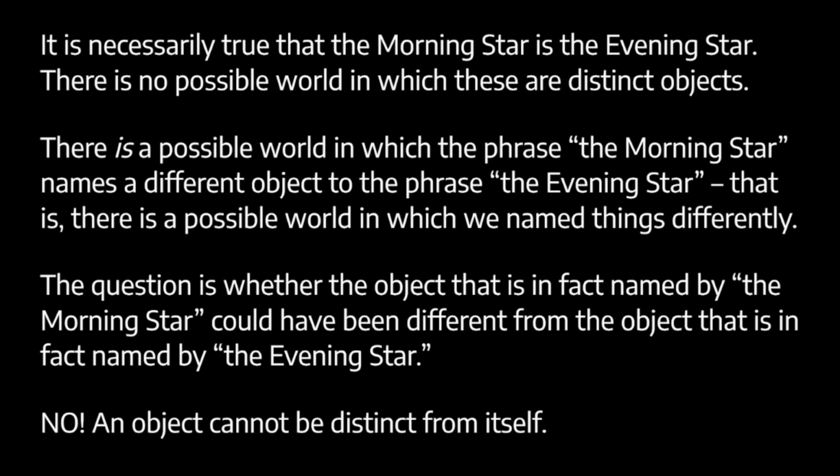So there's a possible world in which human beings decided to use the phrases differently. They named things differently. That's possible, obviously, but that's not what we're asking. The question is whether the object that is in fact named by the phrase the morning star could have been distinct from the object that is in fact named by the phrase the evening star, and surely the answer to that is no, because that would mean that the object is distinct from itself. And that, the argument goes, doesn't make any sense. So it's impossible that the morning star is distinct from the evening star.